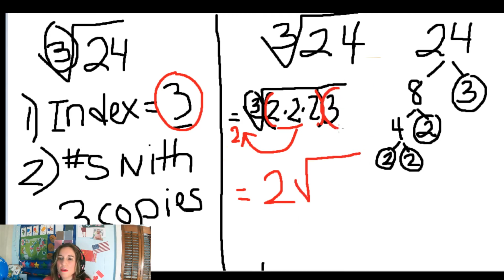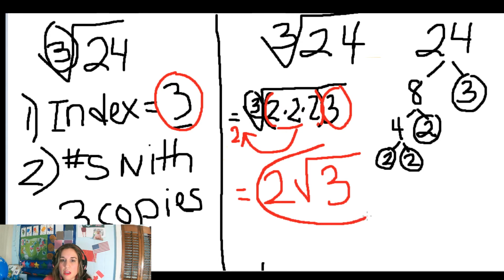Well, I don't have 3 3s, so I can't pull those out. So that has to stay underneath the radical. All right? So the cube root of 24 is equal to 2 cube roots of 3.